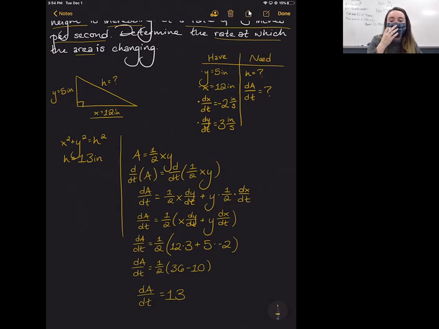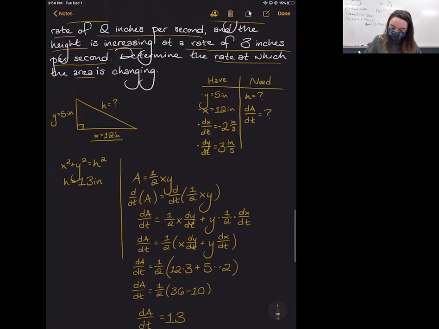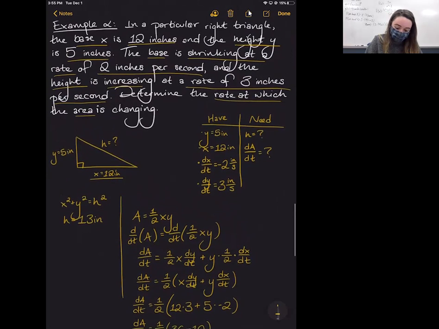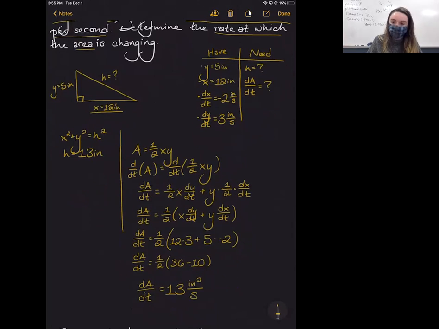We're looking at a change in area over time. So the area is going to be measured in square inches, right? Because these legs are measured in inches. And the changes in the legs are measured in inches per second. So I'll use seconds again here. The change in area over time, dA dt, is 13 inches squared per second.